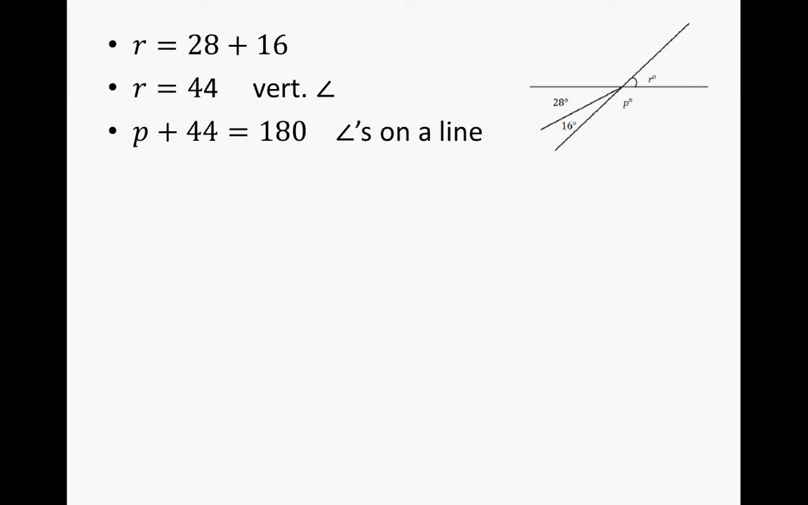So now in order to find P, P plus 44 is 180 degrees because we have angles on a line. Here is our line, and these two angles match up onto this line. So in order to find out what P is, we would subtract 44 from both sides of the equation, and P is 136.